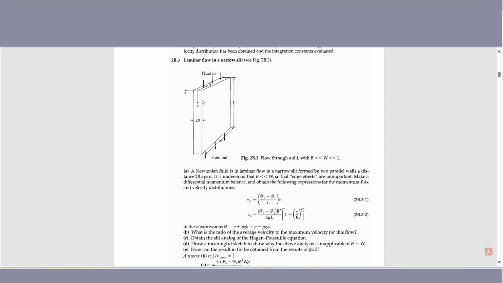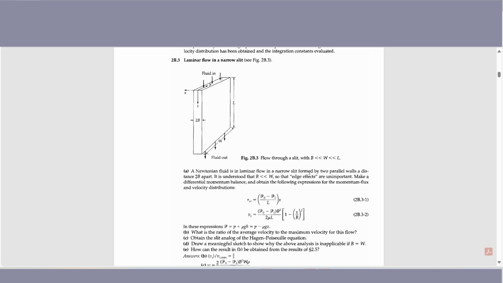Part A: a Newtonian fluid is in laminar flow in a narrow slit formed by two parallel walls, distance 2b apart. It's understood that W is much larger than B, so the edge effects are unimportant. Make a differential momentum balance and obtain the following expressions for the momentum flux and velocity distributions.